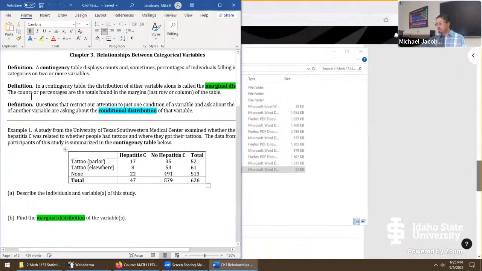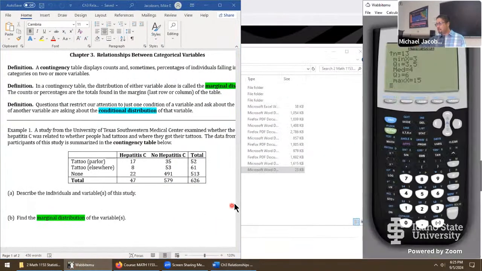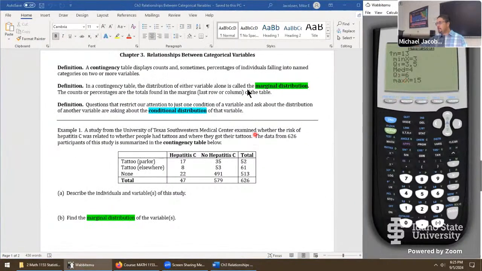I still want a calculator, so let me put this over here to get started.